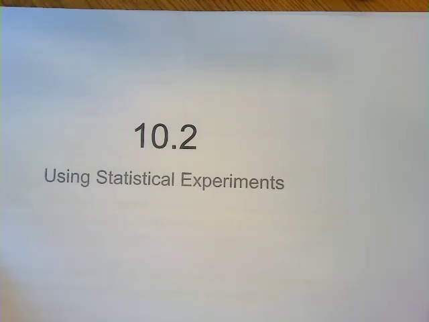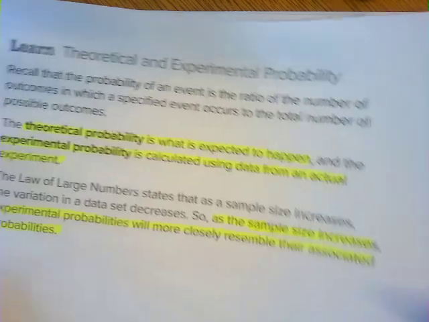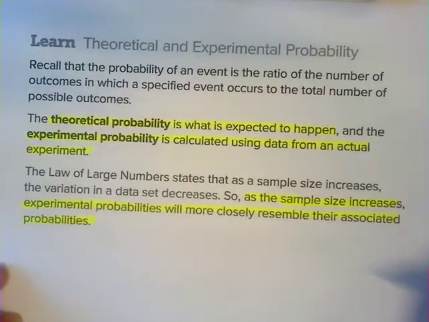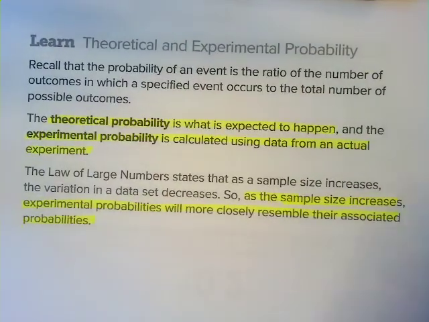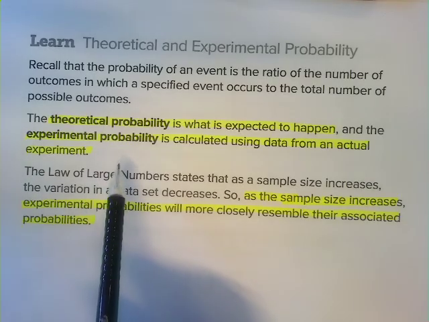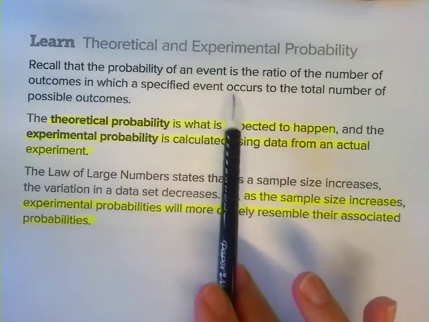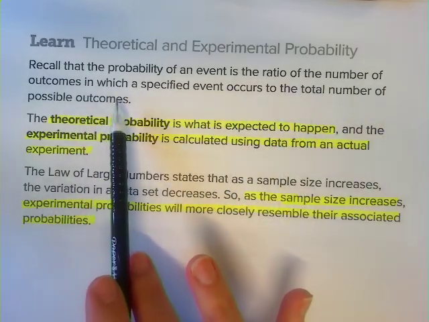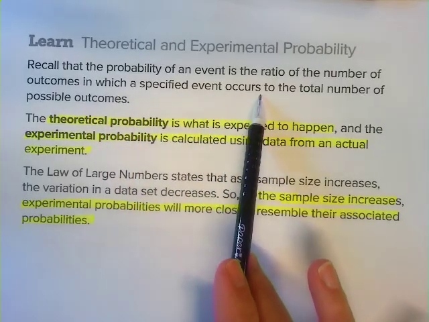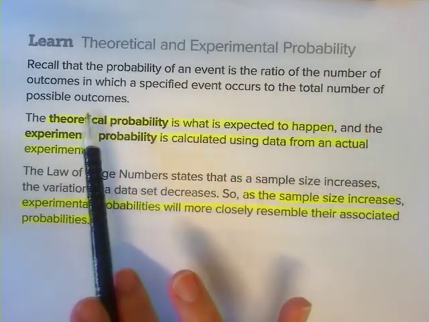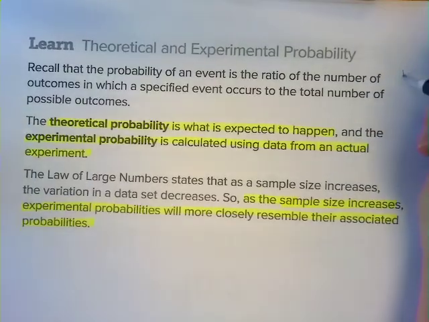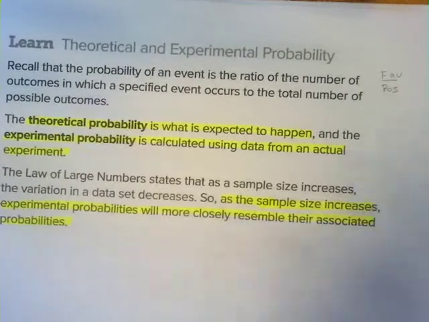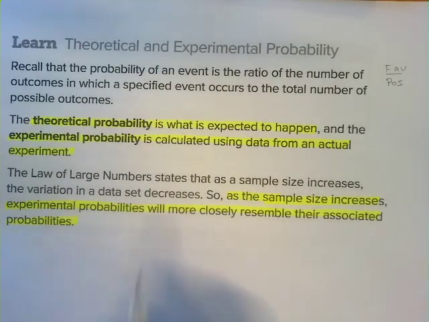Section 10.2 is about using statistical experiments. What we will have to do is find theoretical probability and experimental probability. Recall that the probability of an event is the ratio of the number of outcomes in which a specified favorable outcome occurs to the total number of possible outcomes. So remember, we just did favorable over possible. Those were our ways of finding probability.